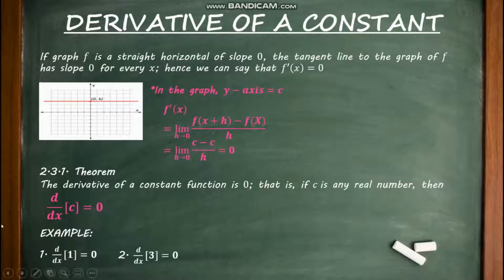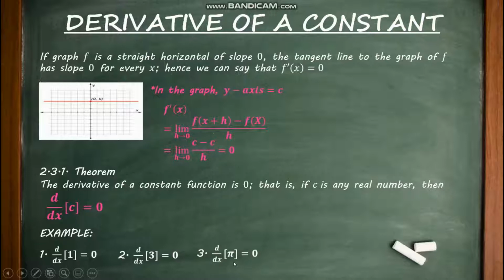We can see here that 1 is an element of the real numbers, and if we differentiate it, we will get 0. It goes the same with 3, which is also an element of the real numbers, and if we differentiate it, we will get 0.